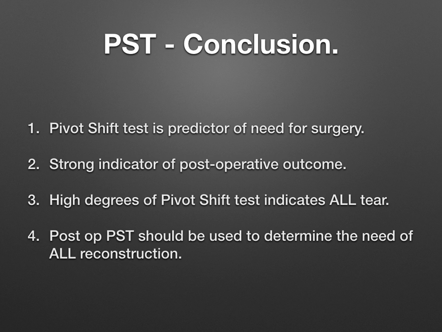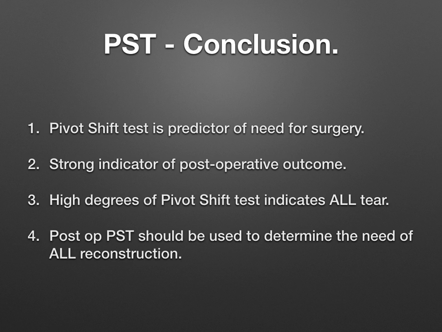So to conclude my presentation and emphasize the value of pivot shift test, I'd like to conclude by saying that the pivot shift test is a predictor of need for surgery. So if someone comes to you with a chronic instability, and if there is a pivot shift test positive, most likely this patient is going to need a surgery, ACL reconstruction, somewhere down the line. But if you feel that pivot shift test is not positive, and if the patient wants to change his activity level, then probably we can still think about managing him conservatively.